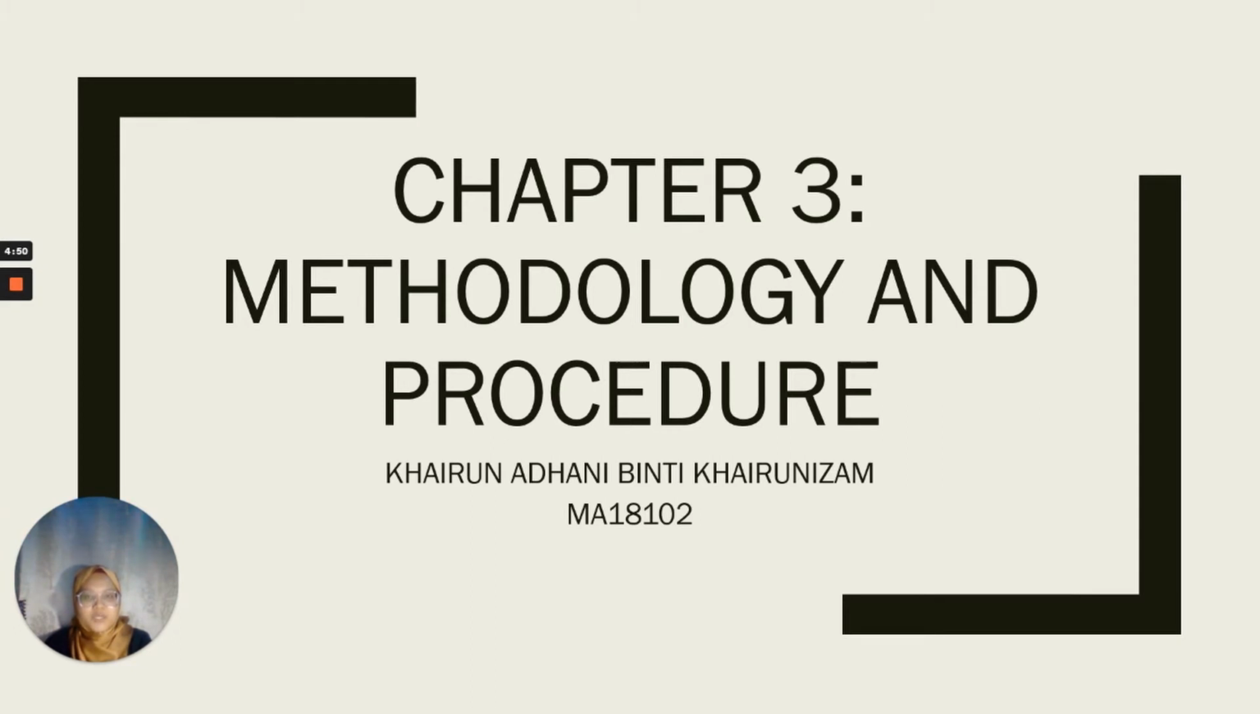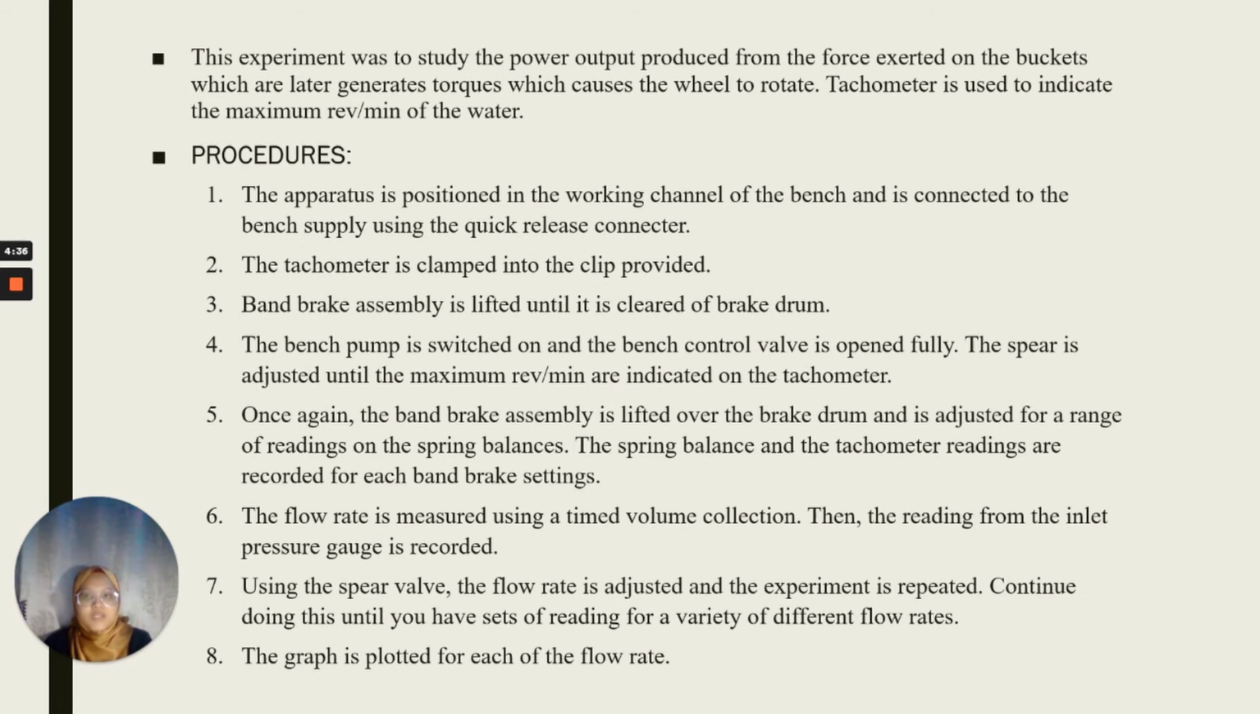Today, I will be explaining chapter 3 for the fifth experiment, which is the Pelton wheel turbine. The aim of the experiment was to study the power output produced from the force exerted on the buckets, which then generates torque, which causes the wheel to rotate. A tachometer is used in this experiment to indicate the maximum revolutions per minute of the wheel.